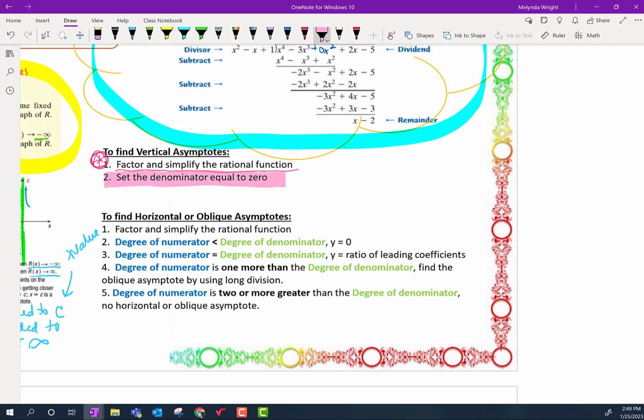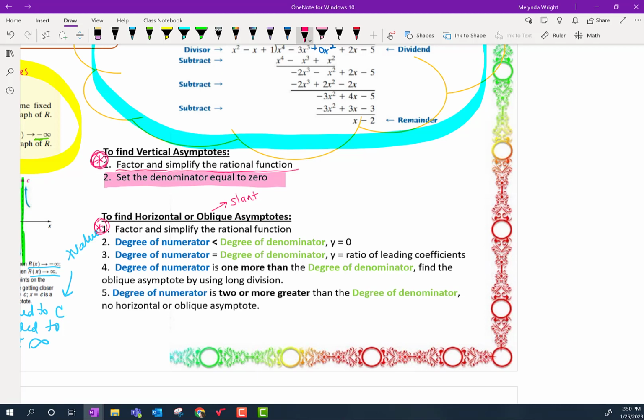Okay, so for horizontal or oblique asymptotes, your textbook likes to use the word oblique. I typically use the word slant asymptote. They're talking about the same thing. It's just two different names for the same thing, an oblique or a slant asymptote. What do we do? Okay, step one, just like in the steps above, step one is critical. You've got to factor and simplify first.